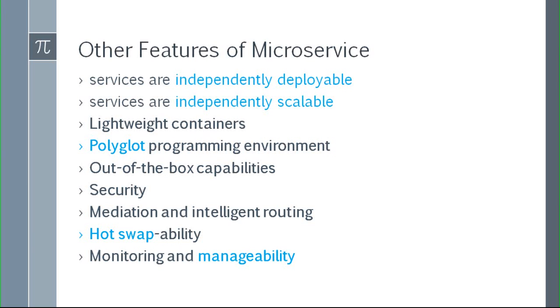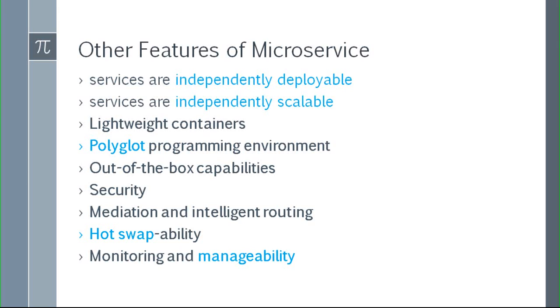The most important features of microservices: services are independently deployable. You can deploy every service independently from other services. For example, you can deploy the order service on a separate machine, in a Docker container, and the membership service on a separate machine, even in a separate data center and in another, for example, Docker container.